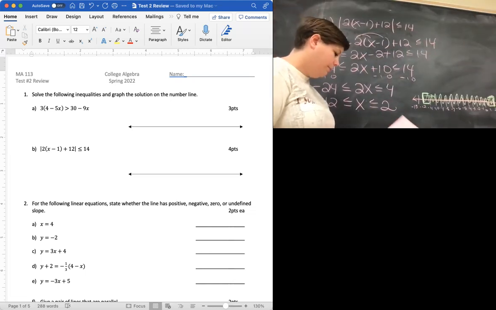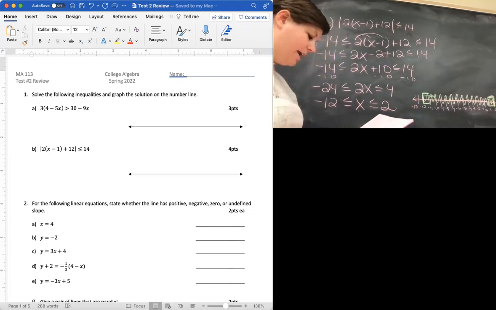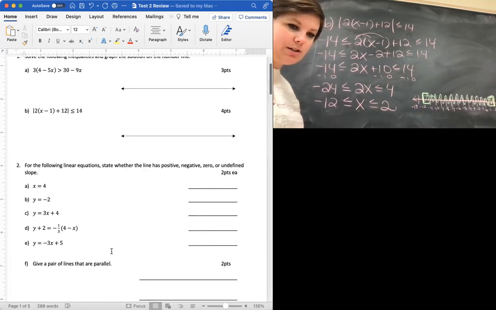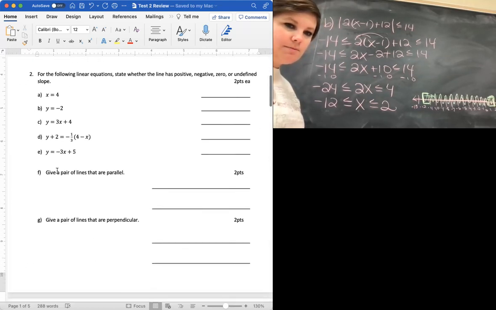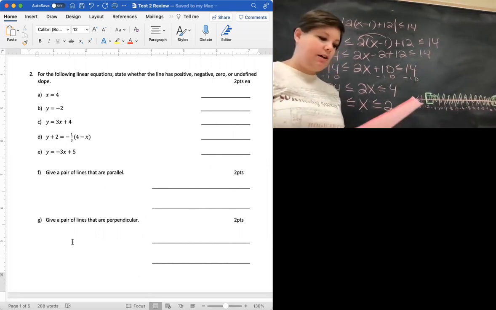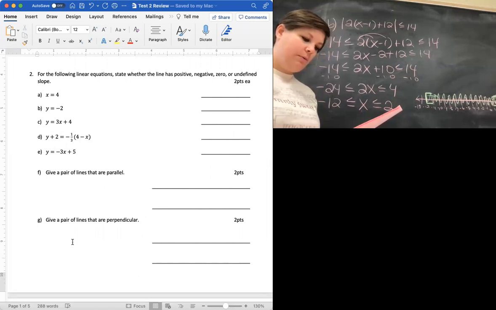Number 2, A through E. Those are all from 2.3. F and G are from 2.4. And for number 2, it says, for the following linear equations, state whether the line has a positive, a negative, a 0, or undefined slope.